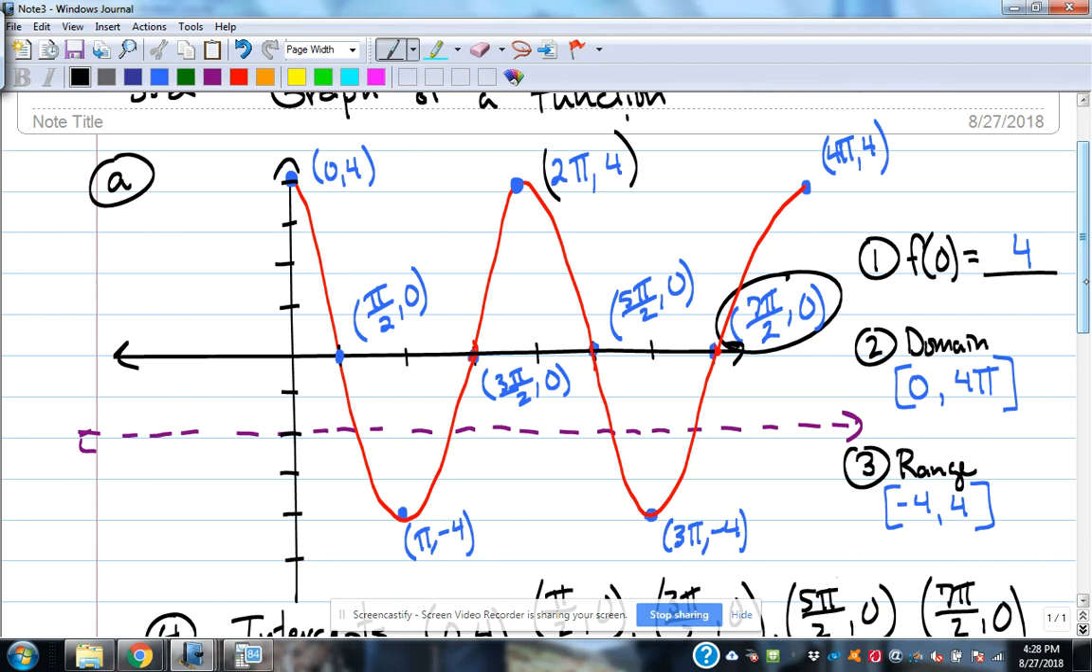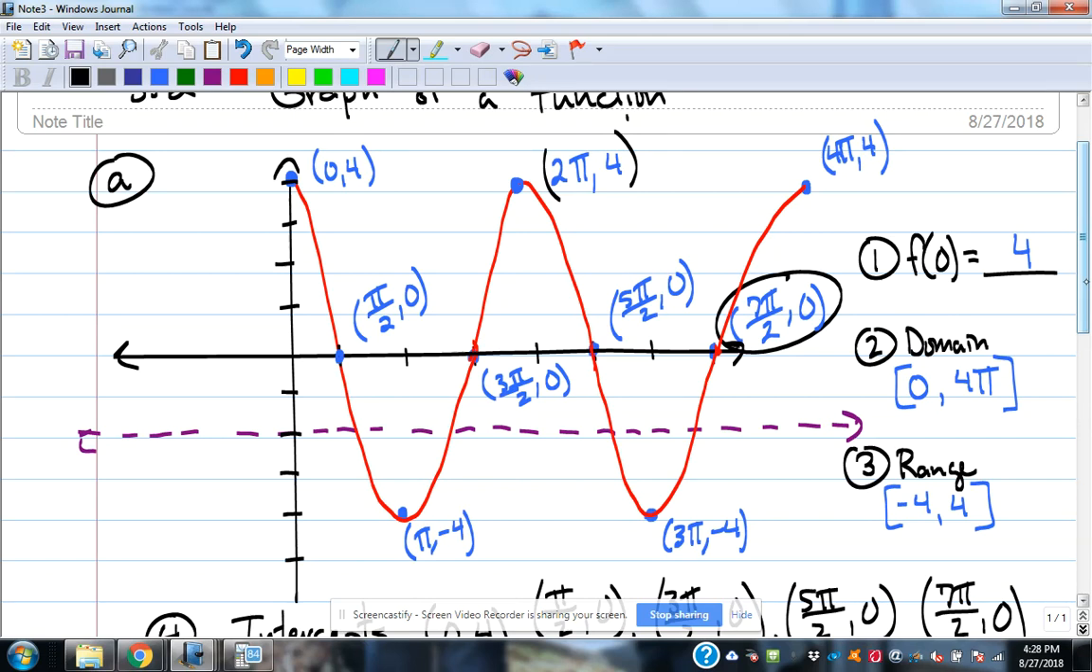What does f of x represent? F of x is another way of saying what? Y. It's y values. It wants to know where on this graph are the y values greater than 0. Now, doesn't that make a little bit more sense than f of x greater than 0? So, where are the y values greater than 0 on any graph?